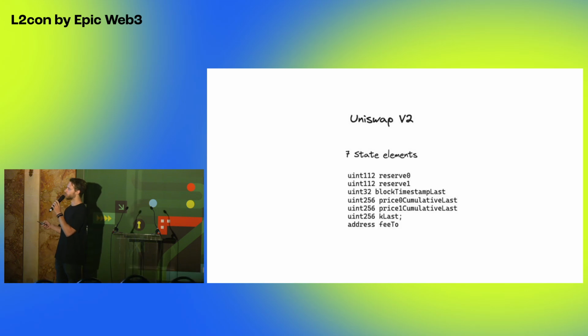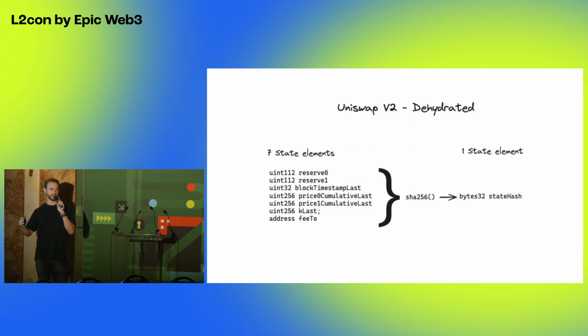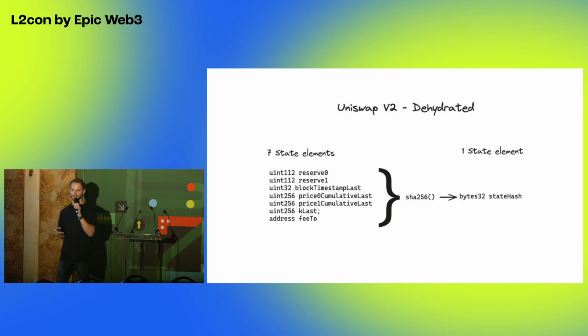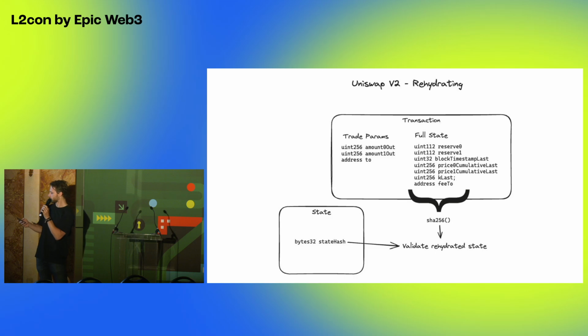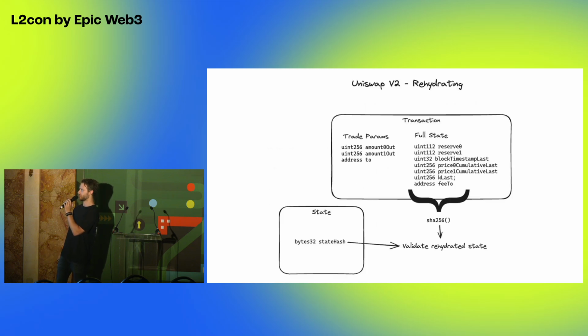That's how many tokens are in the pool. We've got some price oracle related things. We've got some fee related things. But we've got 7 different pieces of data that we're storing on every node on any blockchain that has Uniswap v2. Now, a simple way that we can reduce the amount of state that we're storing is, instead of actually storing that state, let's just hash it. We take all this data, we run it through SHA-256. We have a nice 32-byte piece of data, and we're just going to store that in state. So we've now gone from 7 state elements to 1 state element. But now, what would it look like actually using Uniswap?